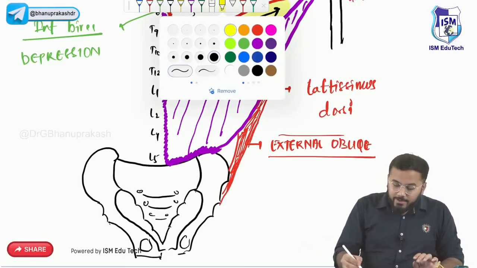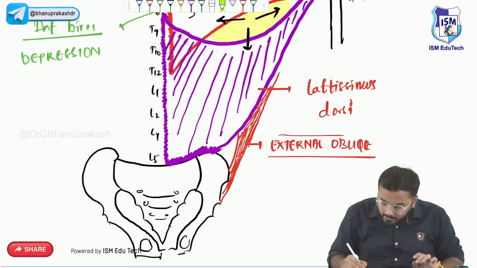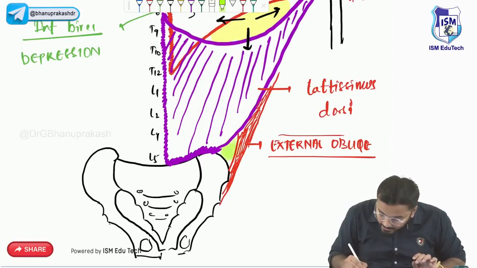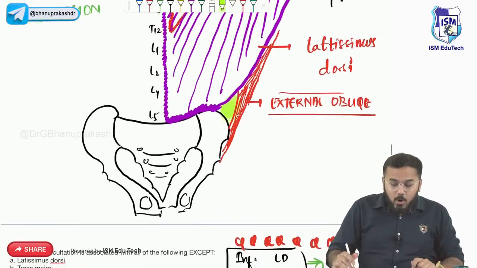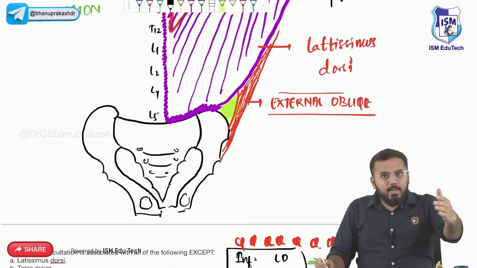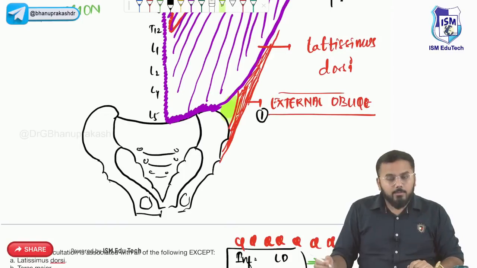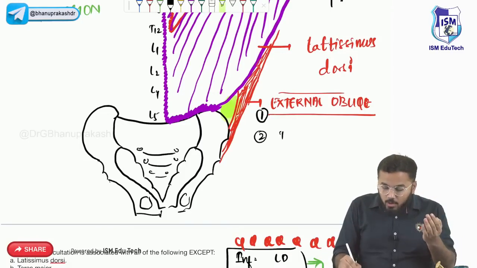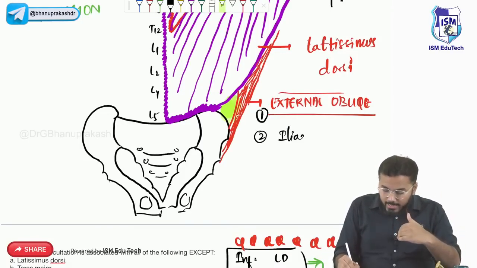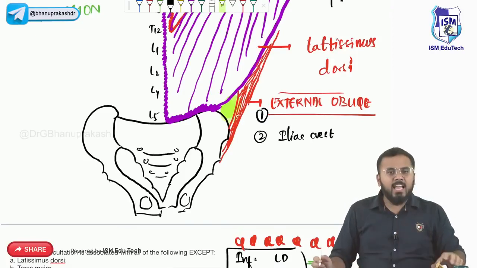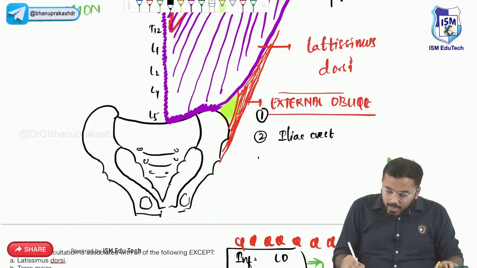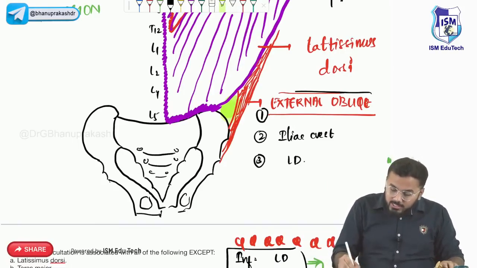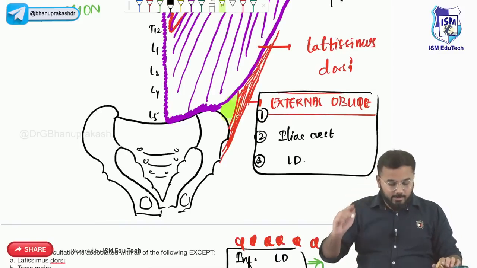Now look here. Can you find another triangle here? Can you see another triangle over here? Green color one. Right? Now what are the borders of this triangle? One side I have got external oblique, on the other side I have got iliac crest. Iliac crest in the sense, the ala of the iliac bone is called the iliac crest. And third thing, medially I have got latissimus dorsi. So these three things also together form a triangle.